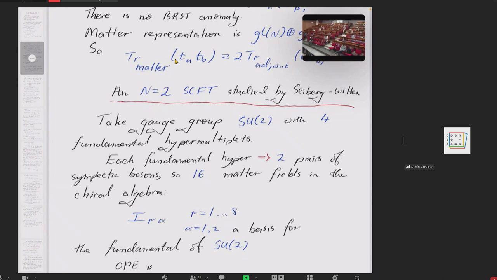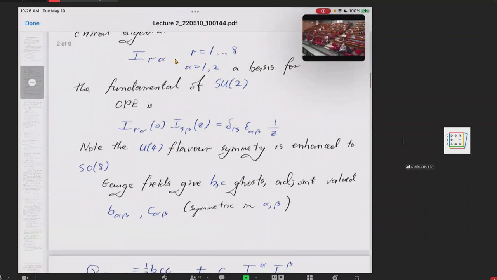Since these transform in eight copies of the fundamental, we can write the matter fields as q_I^alpha, where I runs from 1 to 8, and alpha is an index for the fundamental representation of SU(2). So in this case, the OPE is q_I^alpha q_S^beta ~ delta_IS epsilon^alpha beta times 1 over z. So if we think about the symmetry of this, the OPE only involves the tensor delta_IS in the S indices. Therefore, it's invariant under the group SO(8). So at first, one might have thought that an N=2 theory with four flavors would have U(4) flavor symmetry, but actually it's enhanced to this larger group.